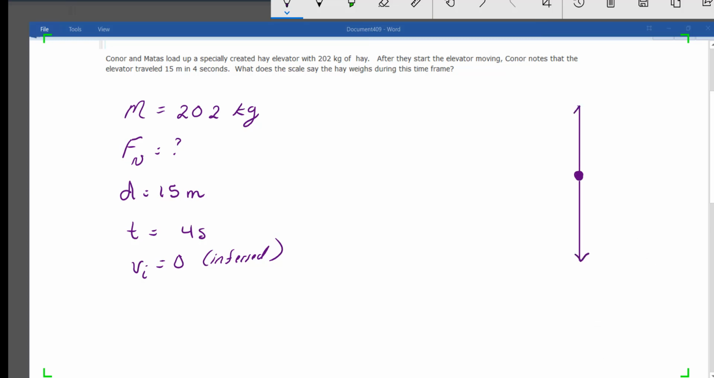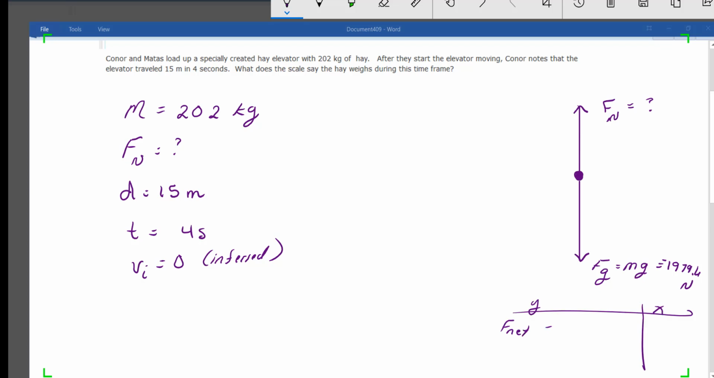I'm drawing the free body diagram over to the right, and I've got a force going down and a force going up, adding my arrows to it, going to add some labels to it. So the force going up is going to be the force normal, or what the scale is reading, and the force going down, of course, is force gravity, or mg. I can go ahead and calculate what mg is, taking 9.8 times 202 kilograms. It should be a negative, so I added that in, negative 1979.6 newtons, and I've put it on my free body diagram.